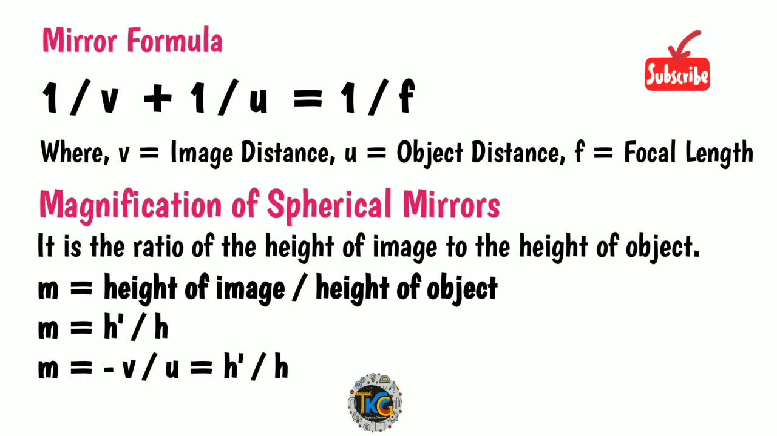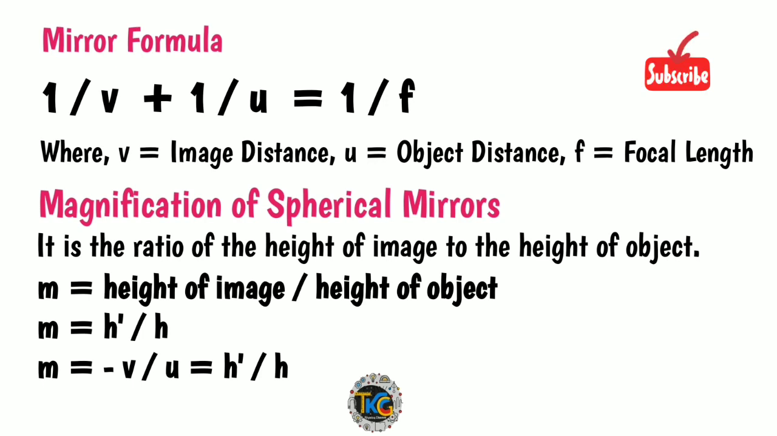Now we have to learn about magnification, that is called linear magnification. Magnification indicates the ratio of the height of the image to the height of the object. If we consider h dash to represent the height of the image and h to represent the height of the object, then magnification m can be written as m = h dash by h.